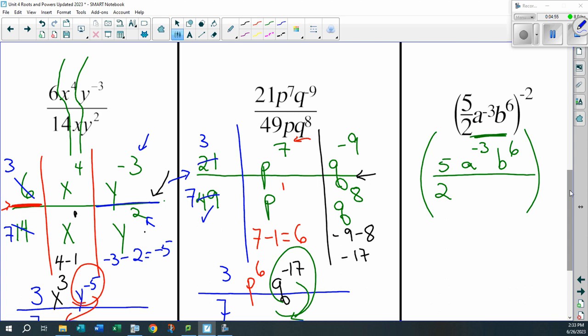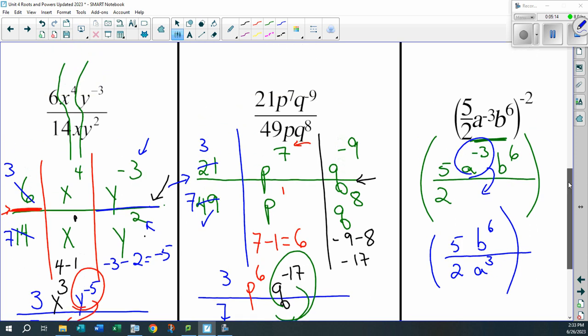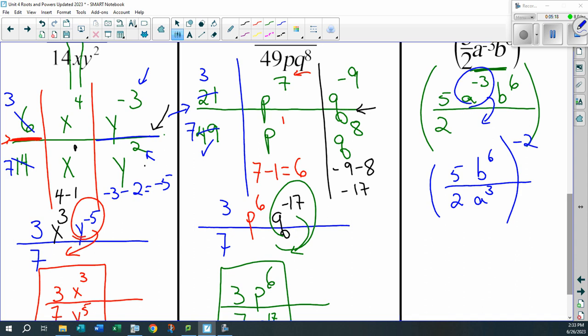I'm going to take this a to the negative 3. Remember, it means flip it, change the sign. Bring it down to the bottom here. Look what I'm going to get. In this bracket, I'm going to get the 5 over 2, a to the 3 now goes to the bottom, b to the 6 stays on top, and this guy is all to the negative 2. Now, ask yourself a question. Is there anything to do inside this bracket? Not anymore. I did everything I could.